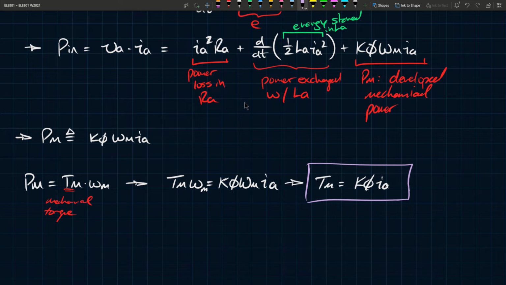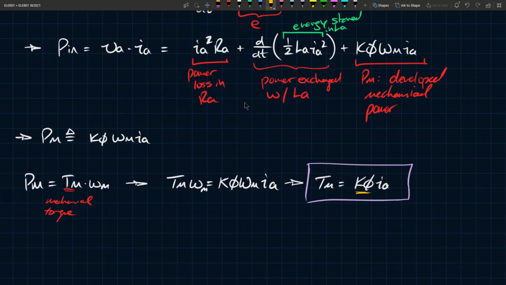So Tm is often referred to as being the electromagnetic or internal torque. The mechanical power and torque available at the shaft are always smaller, though, than this torque and power, because there are losses. So this is the internal, but the actual one that we're going to have access to is going to be less than that usually.